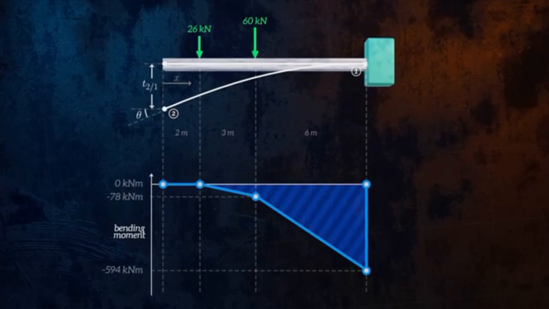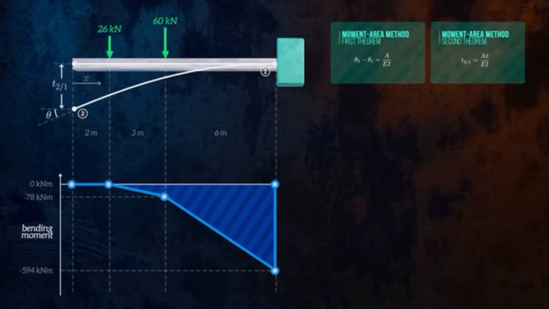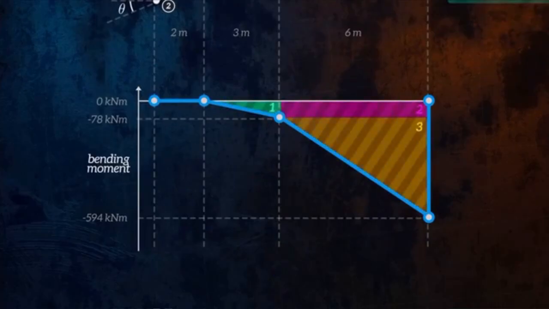To apply the moment area method, we need to calculate the area under the bending moment diagram between points 1 and 2, and the distance between point 2 and the centroid of the area. It's easy to do this by splitting the diagram into 2 triangles and a rectangle. The areas are easy to calculate.